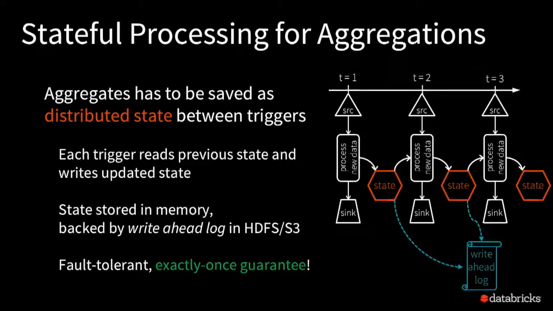The state is essentially stored in memory, but it is backed up into something like HDFS or S3 using write-ahead logs. In all, you don't have to worry about how this state is managed. This is completely opaque to you because Spark takes care of ensuring exactly-once fault tolerance guarantees for the state as well. You don't need to worry about any of these.